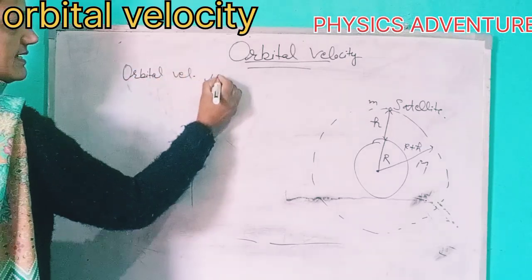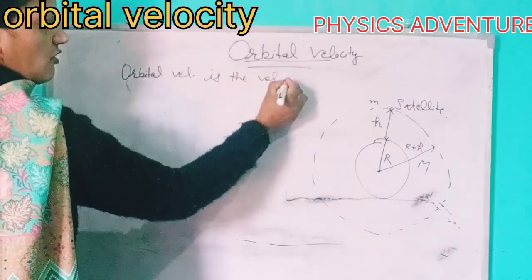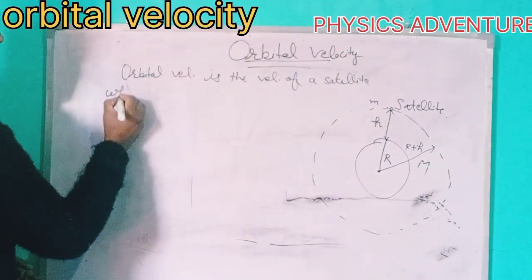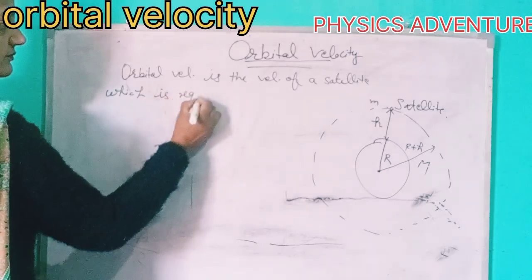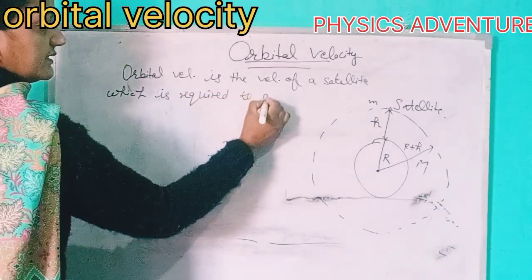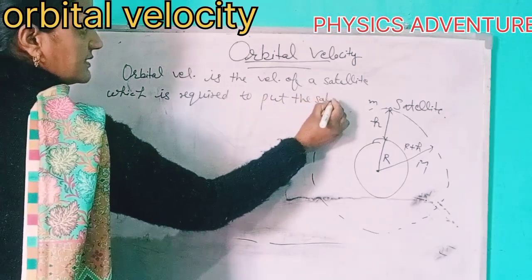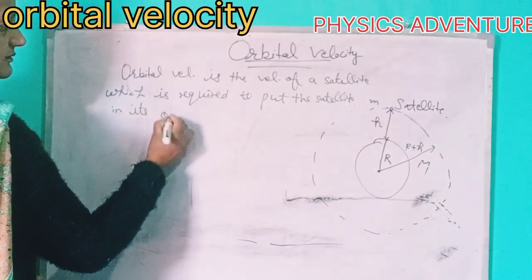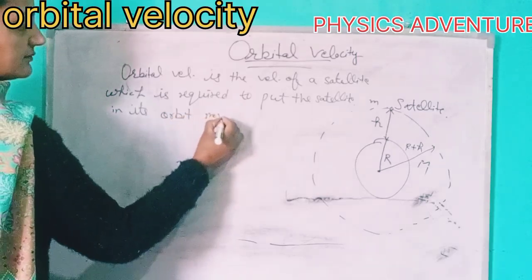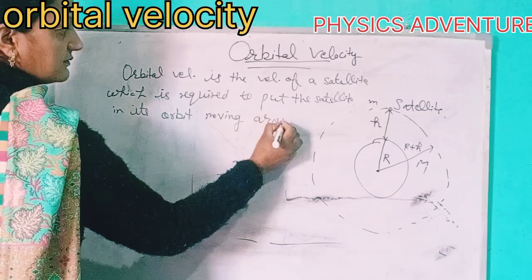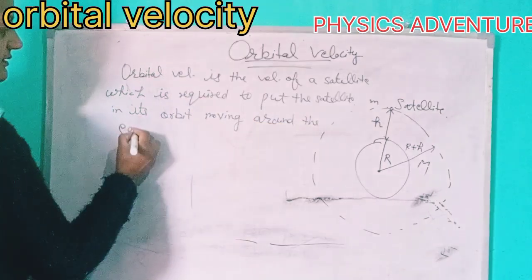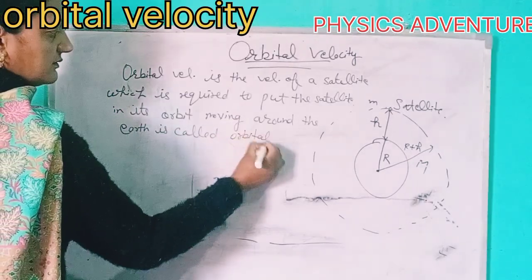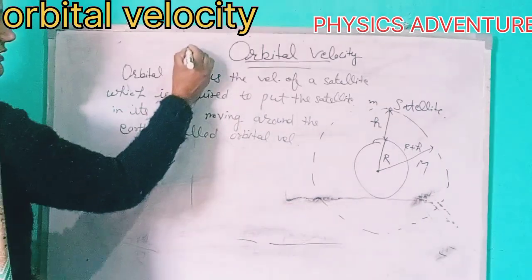Orbital velocity is the velocity of a satellite which is required to put the satellite in its orbit, moving around the Earth, and it is called orbital velocity. So we can denote it V_O.